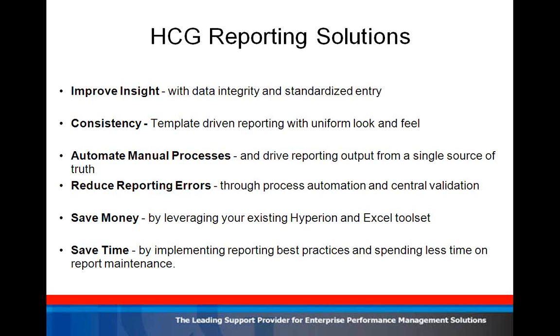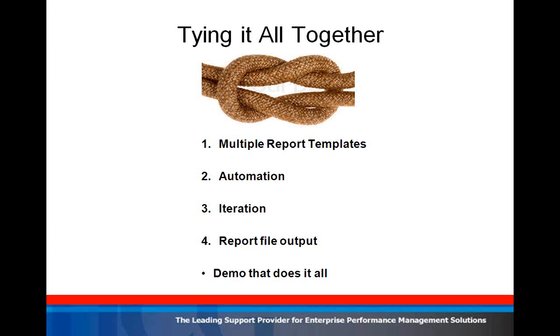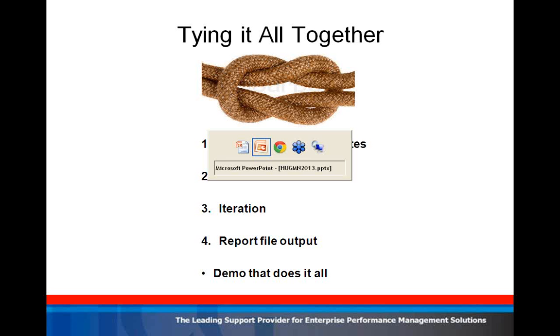So let's tie it all together. So far we've talked about report templates one at a time. What we want to do is get all those templates into one application and run automation against any template we'd like and iterate across all products, all dimensions as we feel needed, and then get the report output into a network drive, out on a SharePoint, maybe to a local drive so we can attach it to an email blast. Let's take a look at a demo that does all of that together. So kind of putting it all together.